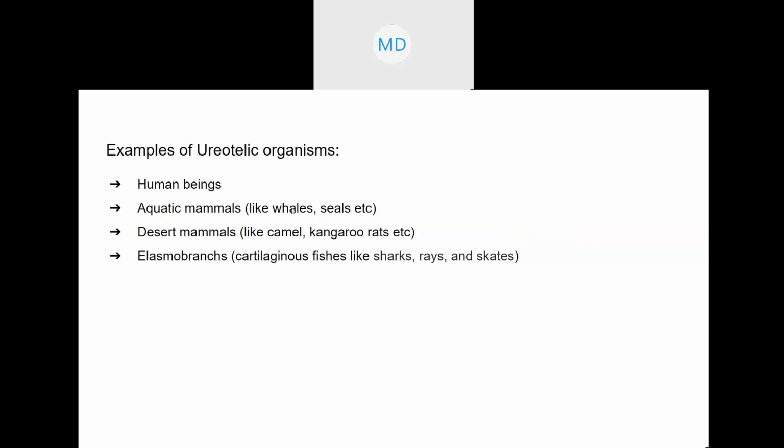These are also ureotelic since they are mammals. And there are desert mammals like camels, kangaroo, rats, etc., and the fishes like sharks, rays, and skates. Almost all the aquatic organisms are ammonotelic, but these fishes and these aquatic mammals are excluded from that category. These are ureotelic: sharks, rays, skates, whales and seals, human beings and desert mammals like camels.